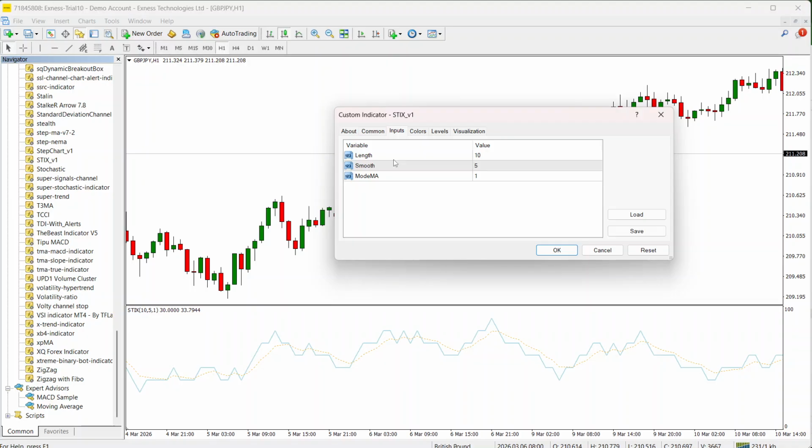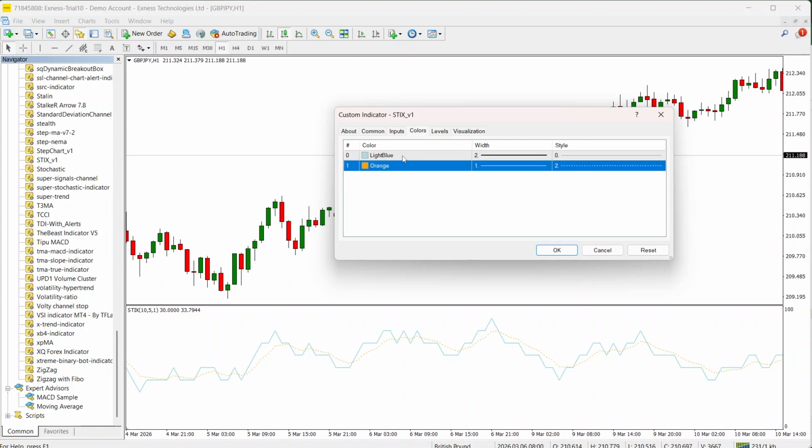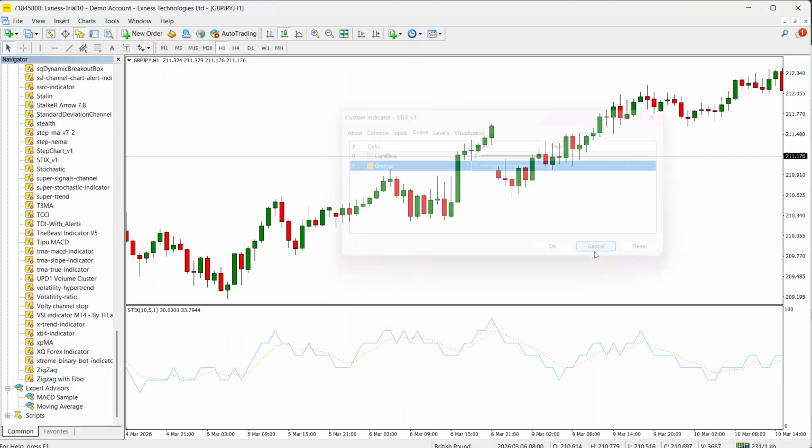We have the lookback or the length, which affects how quickly it reacts to changes in prices. We also have how smooth it should be and the mode. We also have the colors, which lets you customize line or bar color and thickness, so bullish or bearish momentum shifts are easy to spot on your MT4 charts.